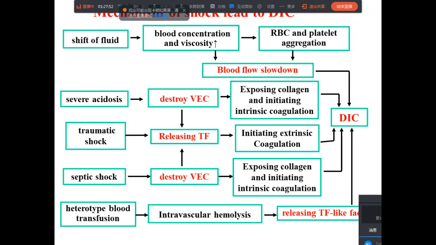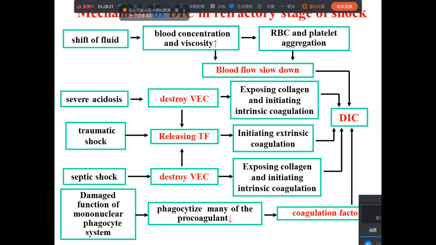Now you might remember these two points. It is the relation of shock and DIC. If I ask about the relation, you might write that DIC leads to shock and shock leads to DIC. The two pathogeneses you must write. You must write both. Understand?